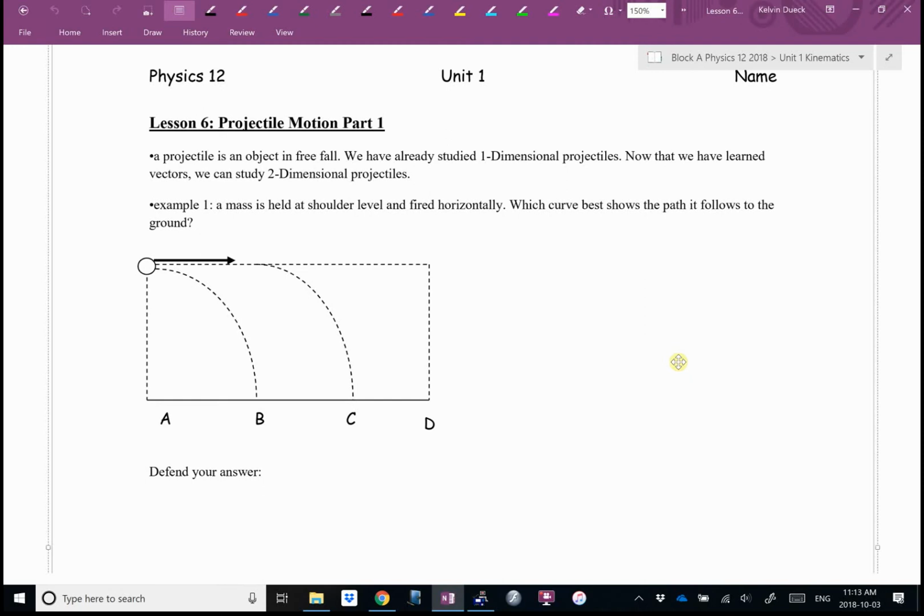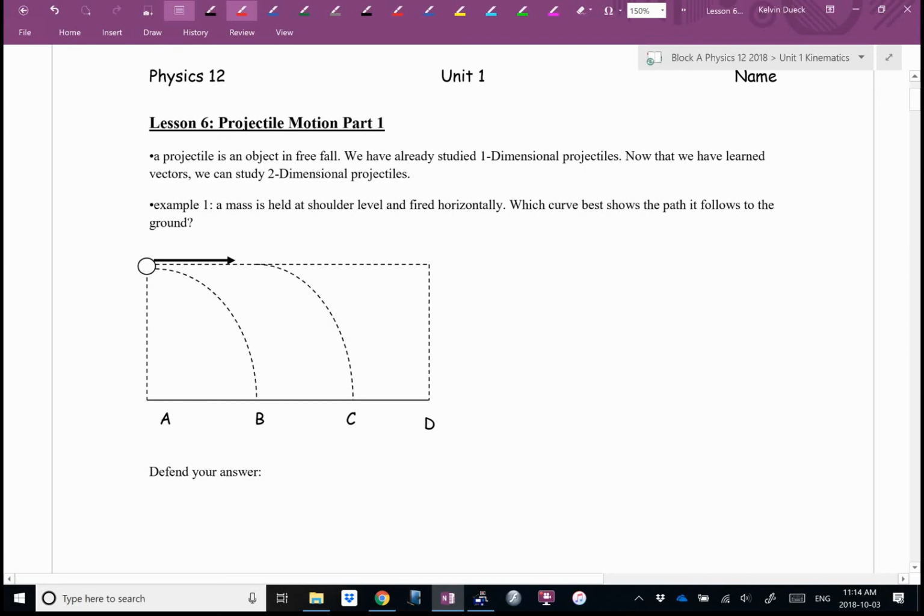Here's the question. A mass is held at shoulder level and fired horizontally. Look up. Here's my Nerf dart gun. Let's imagine it was way more powerful. And I held it exactly horizontal and level on shoulder level, and I pulled the trigger. What path would the dart trace out? Path A? That's this one here. Path B? Path C? It would go straight for a while and then come down. Or path D? This is the question. You're going to vote.